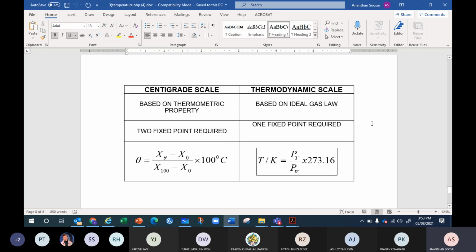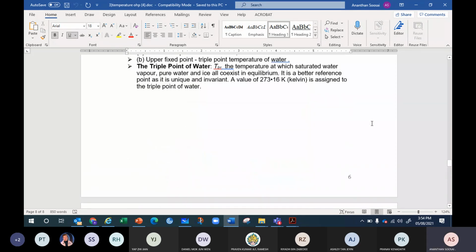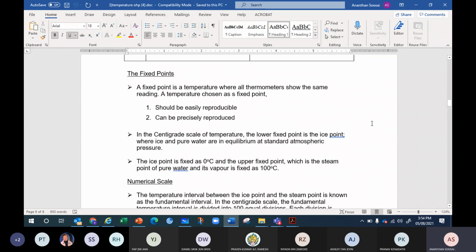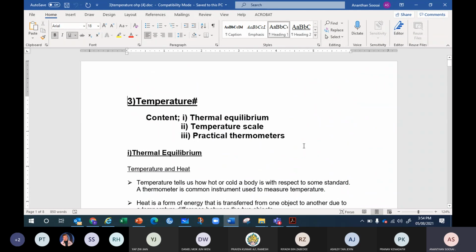Any questions? No questions. Okay, I stop here today, we're done with this topic: temperature, thermal equilibrium, scales, practical thermometers. A new scale was introduced, the thermodynamic scale, which uses the ideal gas law to measure temperature and is found to be more accurate than the centigrade scale.